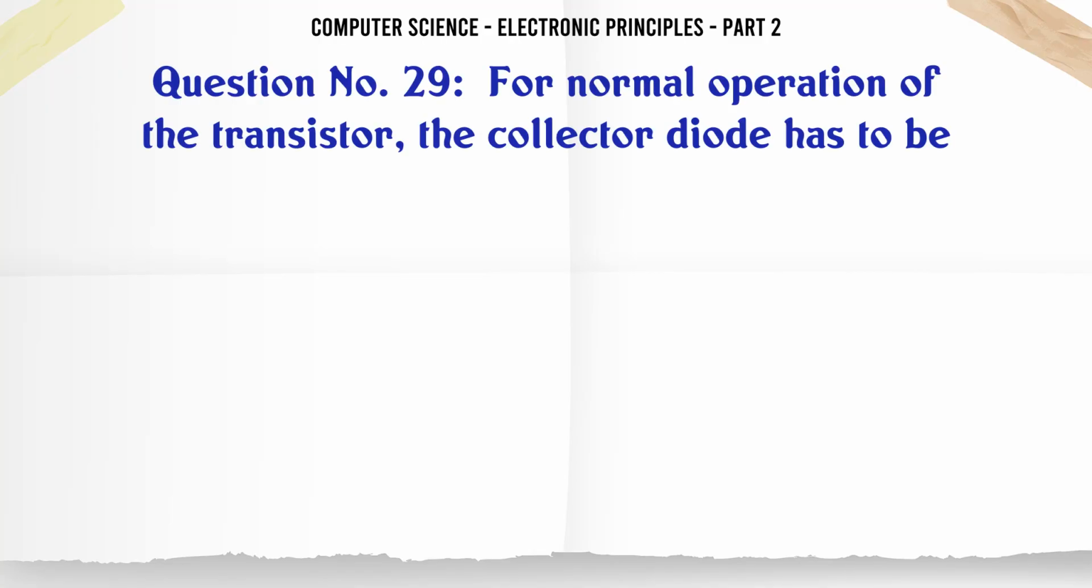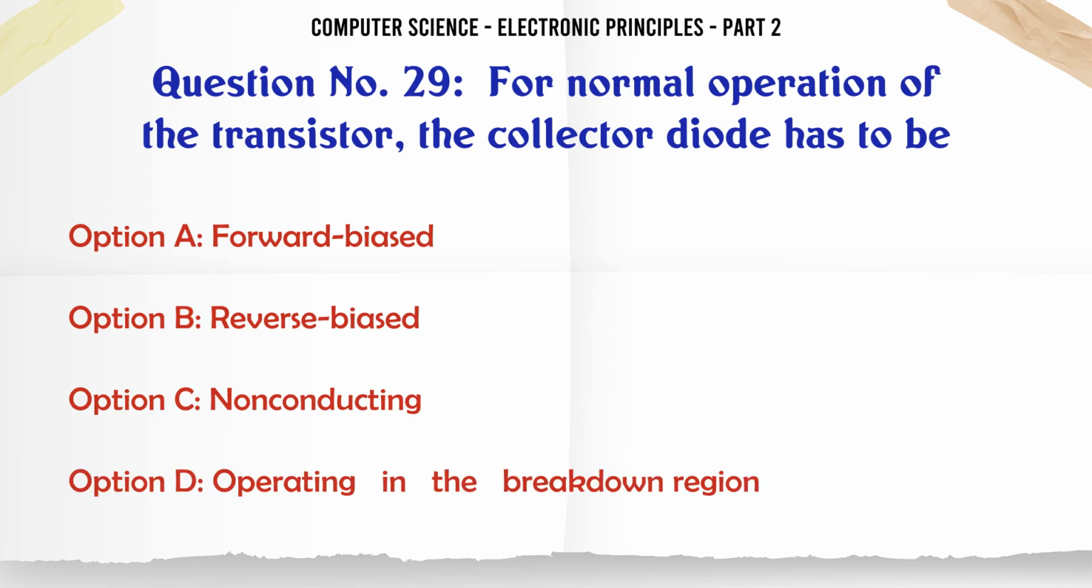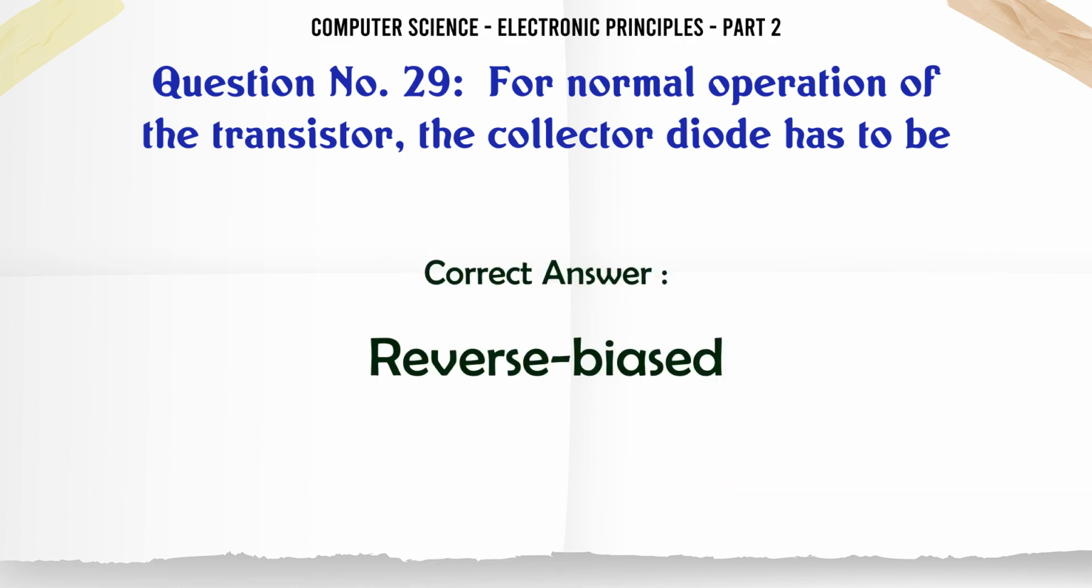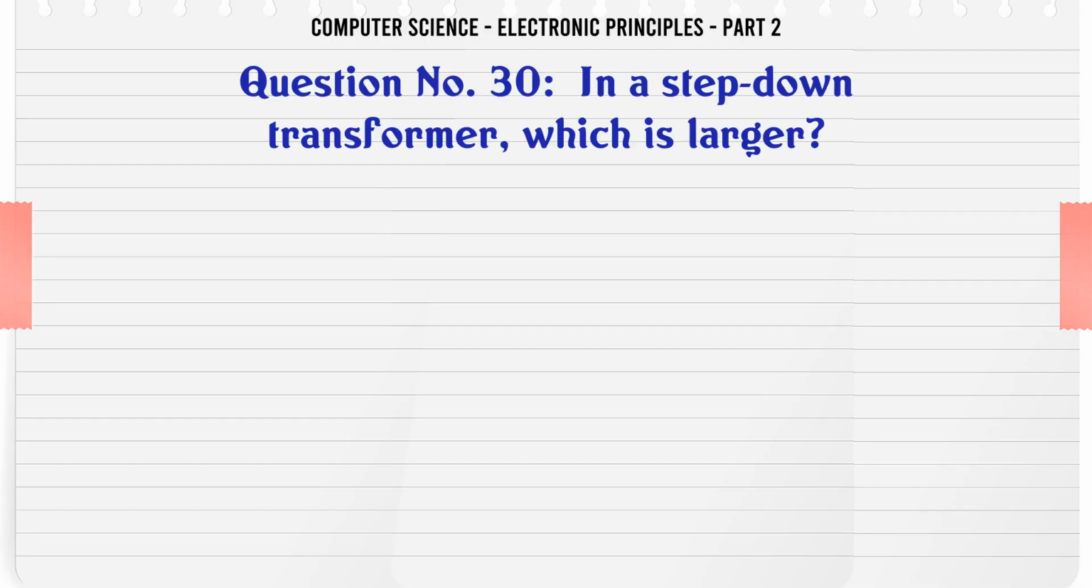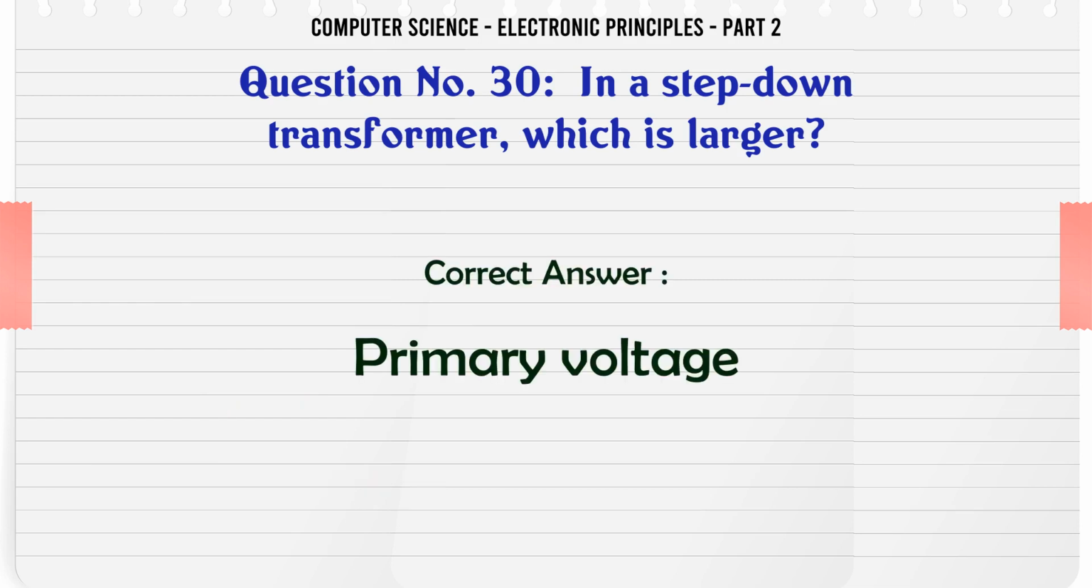For normal operation of the transistor, the collector diode has to be: A. forward biased, B. reverse biased, C. non-conducting, D. operating in the breakdown region. The correct answer is reverse biased. In a step-down transformer which is larger: A. primary voltage, B. secondary voltage, C. neither, D. impossible to say. The correct answer is primary voltage.